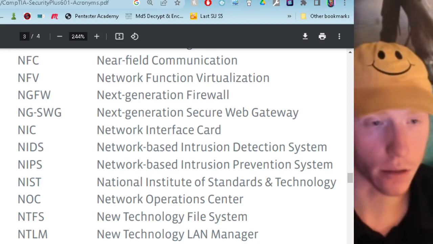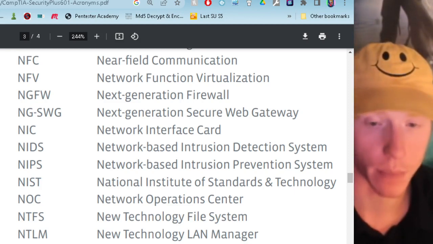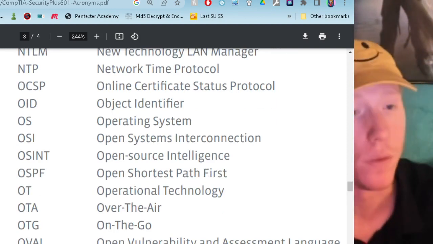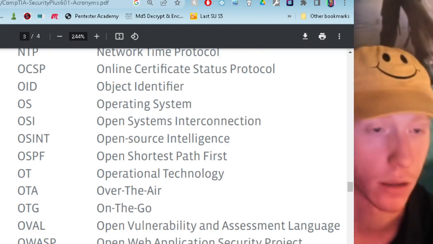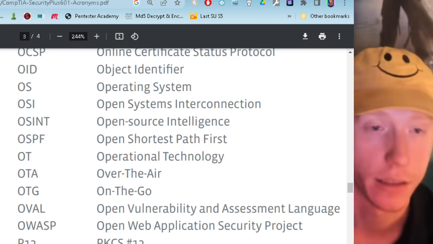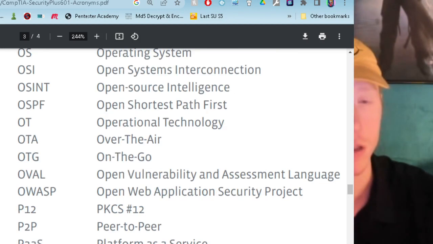The NTFS is the New Technology File System. The NTLM is the New Technology LAN Manager. The NTP is the Network Time Protocol. The OCSP is an Online Certificate Status Protocol. OID, Object Identifier, OS, Operating System. The OSI is the Open Systems Interconnection. And that's mostly the OSI model where you're going to hear that.